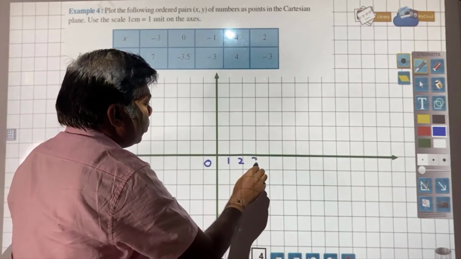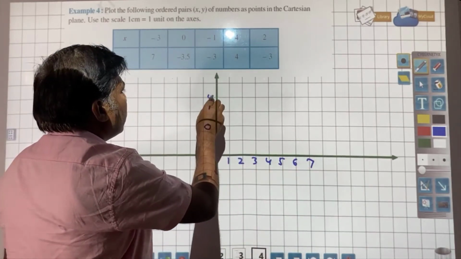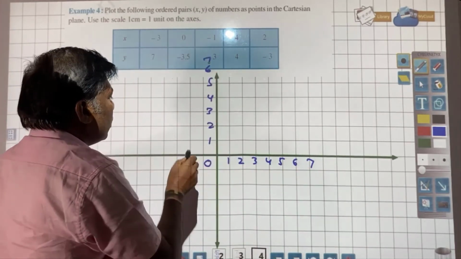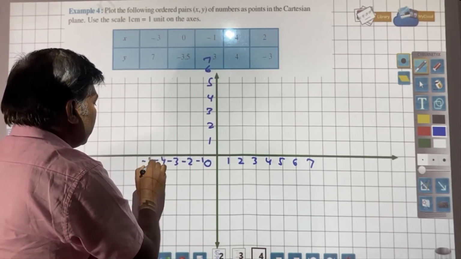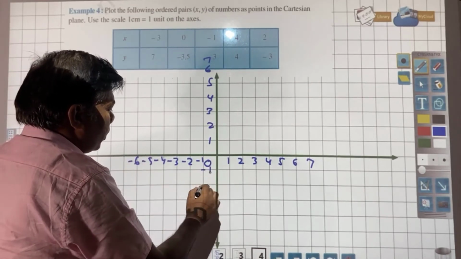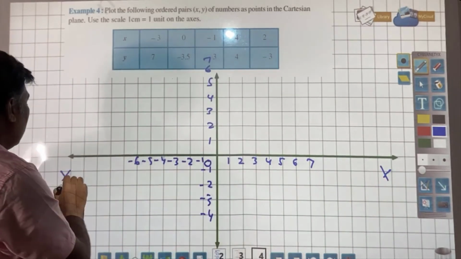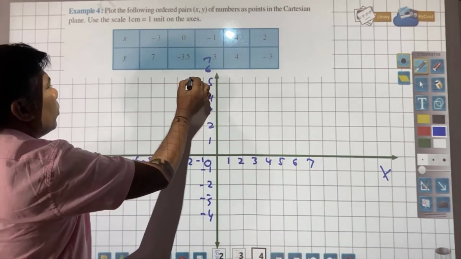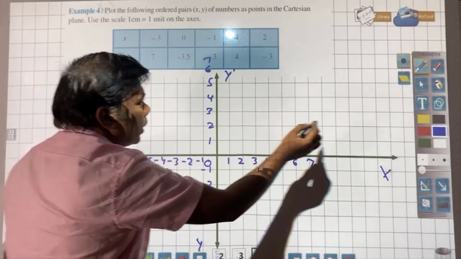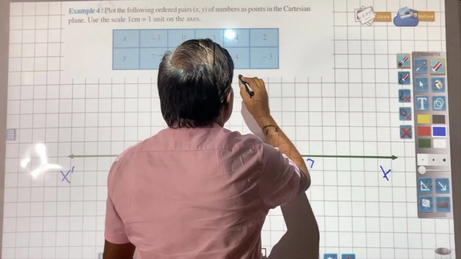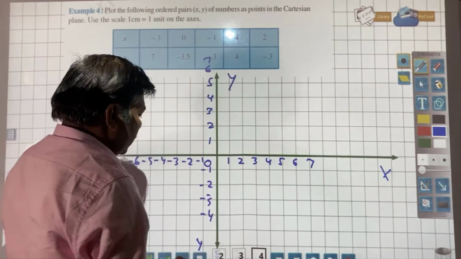Suppose this is 1, 2, 3, 4, 5, 6, 7 and all. Here you will be having minus 1, minus 2, minus 3, minus 4, minus 5, minus 6. This is the x-axis and this is the y-axis, Y and Y dash.